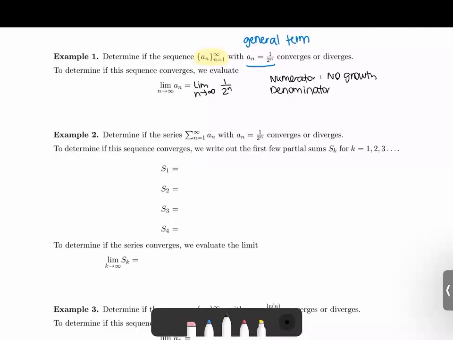So what I mean by that is that when we think about the function 1, well, that's a horizontal line, and that has a slope of 0. So no matter if n changes and if n increases, that 1 is going to stay the same. However, in our denominator, when we look at 2 to the n, well, when n equals 1, that's 2, and then we get 4, and then we get 8, and then we get 16, and this is just going to keep getting bigger and bigger. So this does have growth.